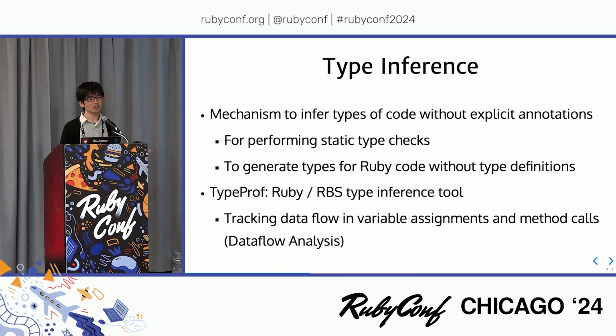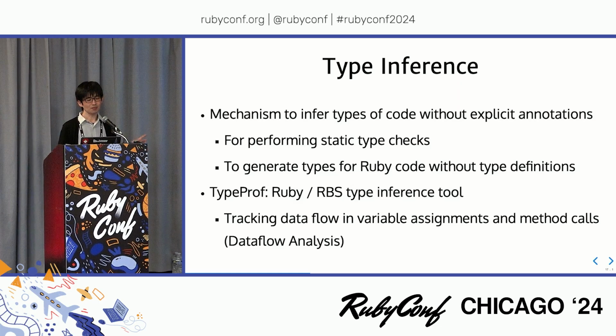By the way, it is hard to declare types for every part in the code. To reduce this workload, type inference is used. Type inference is a mechanism that assists static type checking. It infers the type of code without explicit type annotations. It is primarily used in static type checks to infer types that are obvious from context, such as local variables. For another purpose, it can be used to generate type definitions for Ruby code with no type definitions.